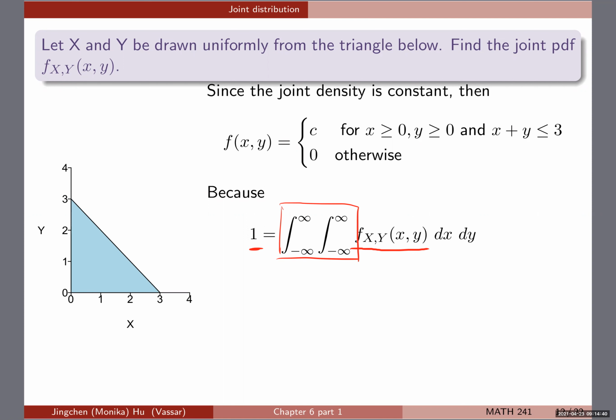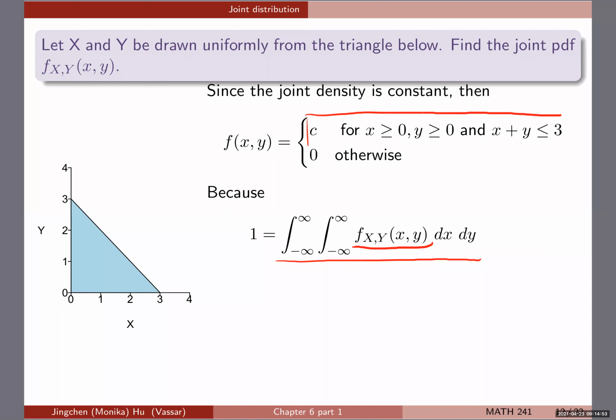So the first step here is very generic. It's a joint PDF integrating on the real line for both. But if you look at this particular case, we are integrating specifically for x greater than or equal to 0, y greater than or equal to 0, and x plus y less than or equal to 3. So with that in mind, let's refine this double integral a little bit more.